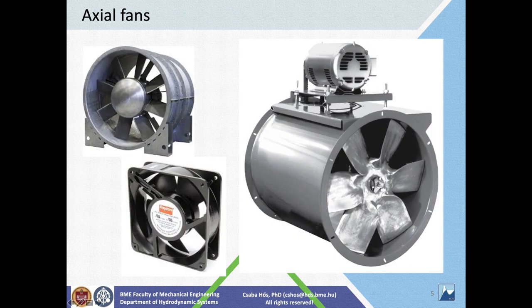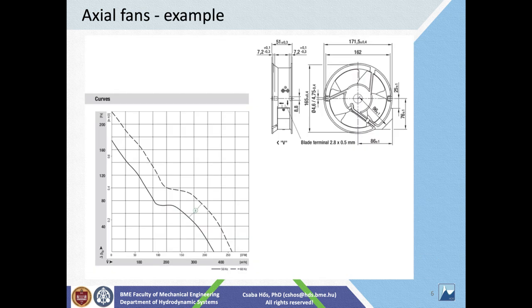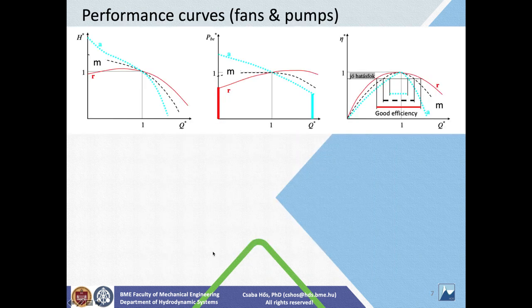We can also have axial fans. Okay, so this is again something that looks very similar to pumps, axial pumps. And as you see, the performance curve of an axial machine is quite different from the radial ones. So I would like to explain now what the difference is in the performance curves of an axial and a radial machine. Okay, so what I'm explaining now applies both for fans and pumps.